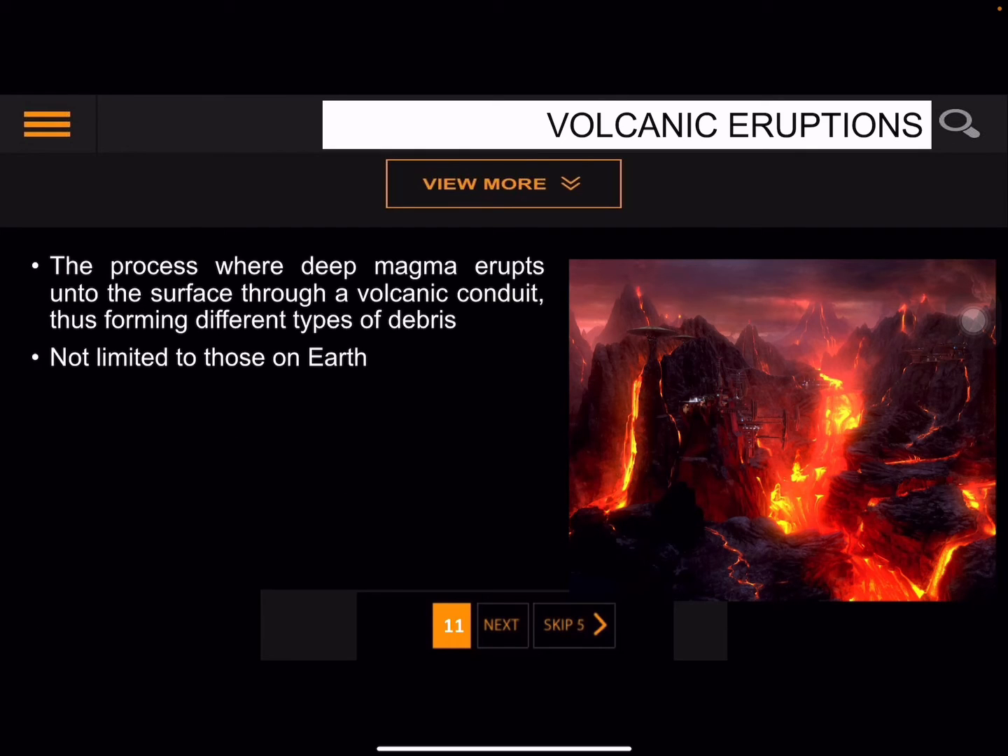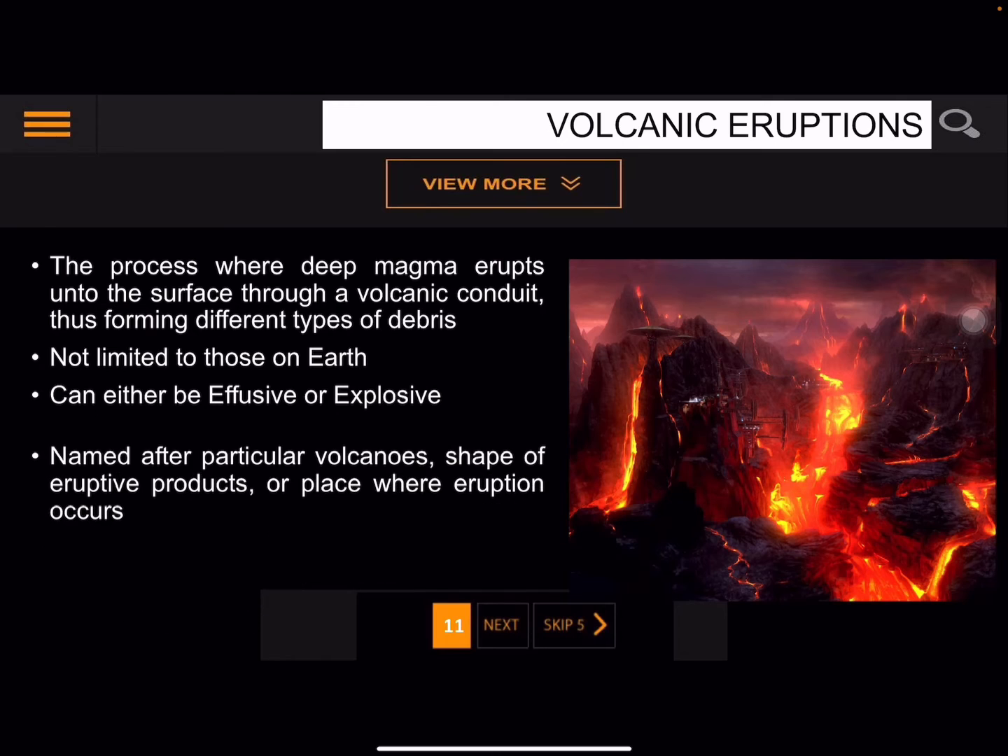This process is not limited to those on Earth, as it includes all phenomena resulting from and causing magma within the crust or mantle of the body of a planet or moon to rise through the crust and form volcanic rocks on the surface. Eruptions can either be effusive, which involve thin basaltic magmas that flow freely with small amounts of trapped gases, or explosive, which tend to involve thick magmas with large amounts of trapped gases.